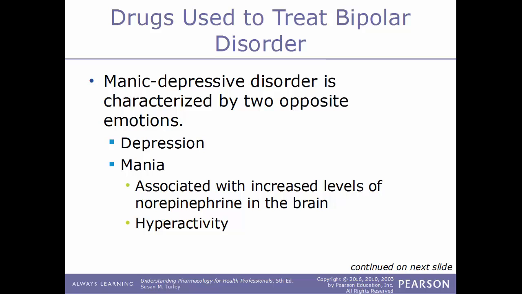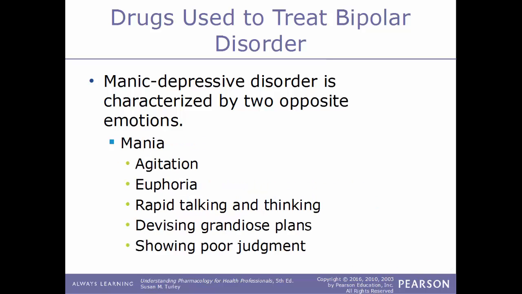All right, now we'll talk about drugs that are used to treat bipolar disorder. Now, bipolar disorder is also known as manic depressive disorder. It's characterized by two very opposite emotions, depression and mania. And in the manic stage of the disorder, this is associated with increased levels of norepinephrine in the brain and also hyperactivity. Also very common in the manic stage: agitation, euphoria, rapid talking and thinking, devising very grandiose plans, and also showing very poor judgment.